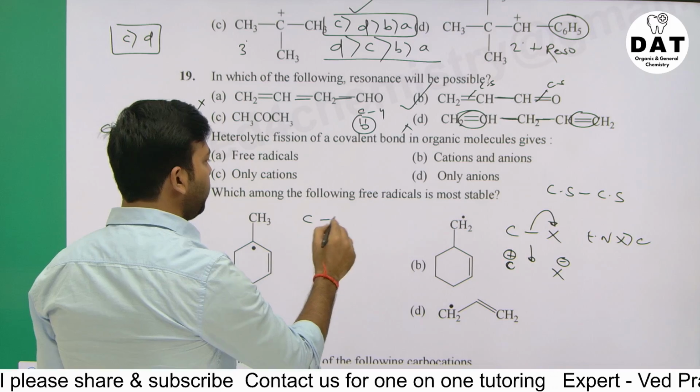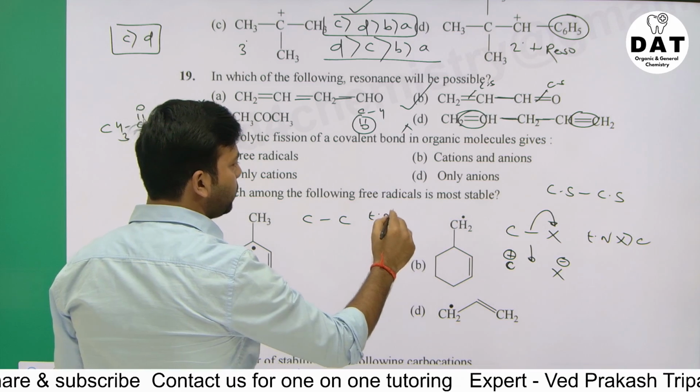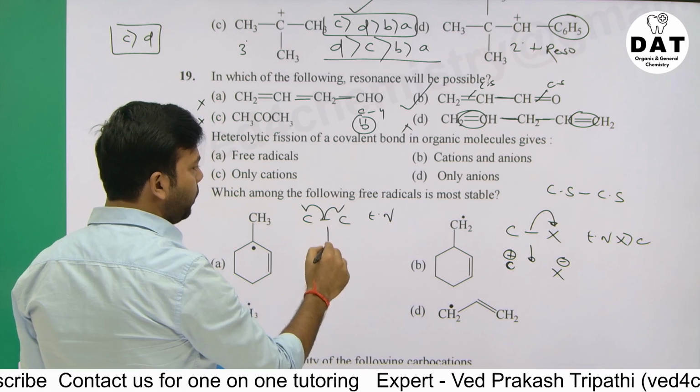If you have the same type of group like this, both electronegativity values are the same. So it breaks like this, half here, half there, so it will produce radicals.